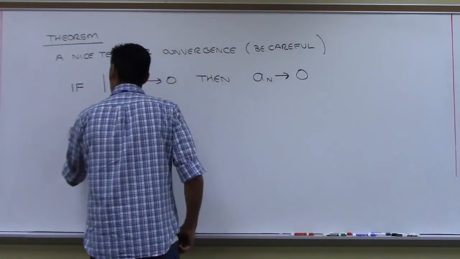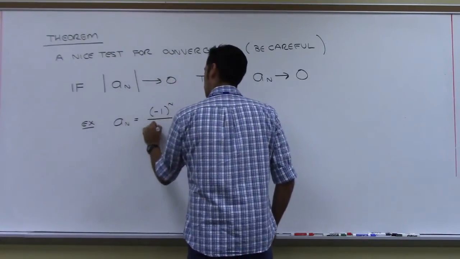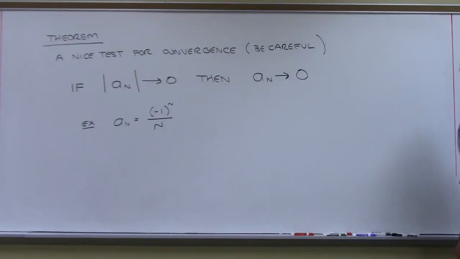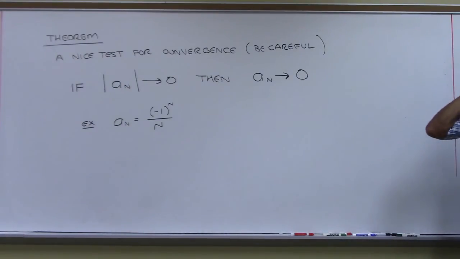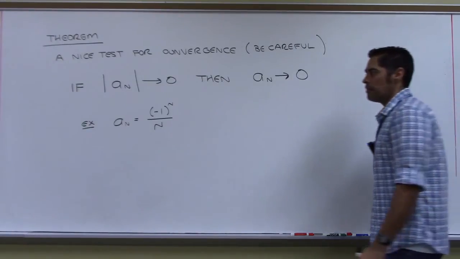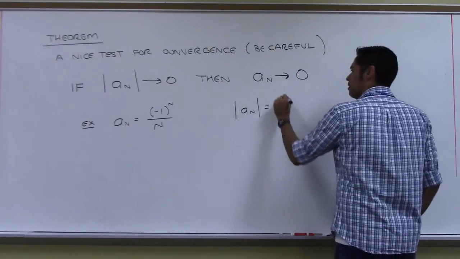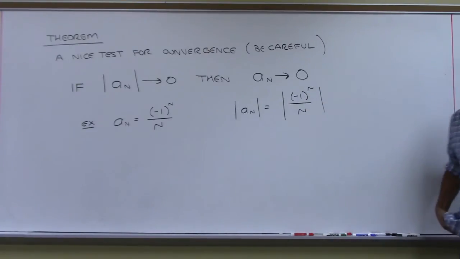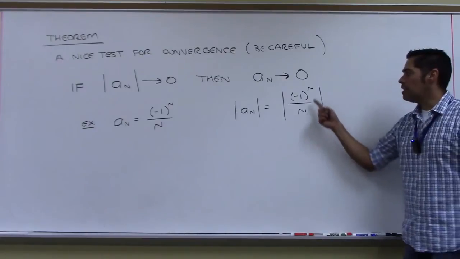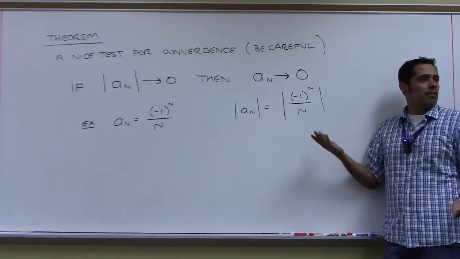As an example, let's look at the sequence that we looked at earlier: -1 to the n over n. We did that earlier, we kind of graphed it a little bit, and we just worked through it mentally. But let's see how this theorem would work. First of all, what is the absolute value of a sub n? Well, -1 to the n over n, absolute value, right? So let's say I plugged in 1, I would get a -1 there, right? And I take the absolute value of -1, and that would be what? 1?